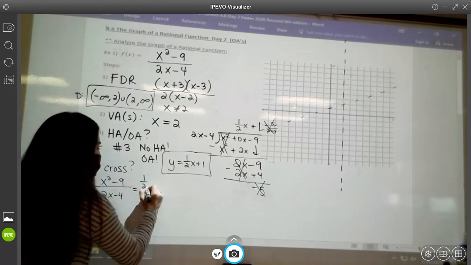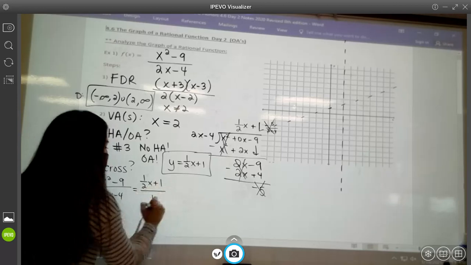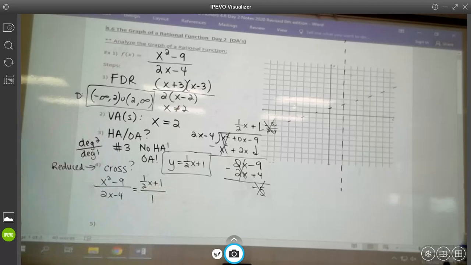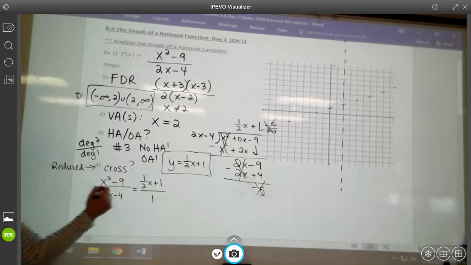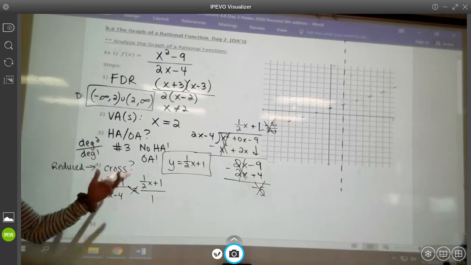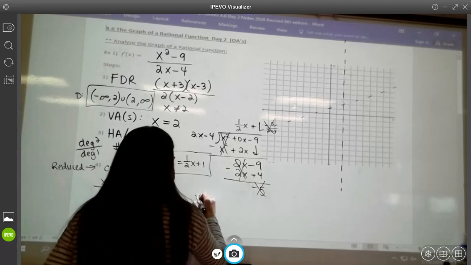So set it equal to it like this. I know that seems weird, but that's what we're going to do. And then we're going to cross multiply to see if these ever become equal. Is there an x value that makes this function equal the oblique asymptote? So if we cross multiply, let's do the first one easy. X squared minus 9 times 1, x squared minus 9.